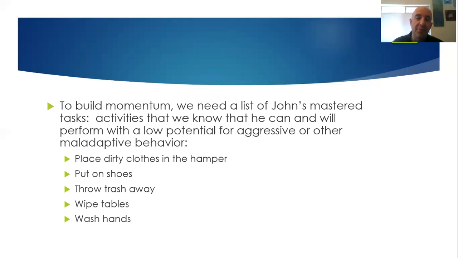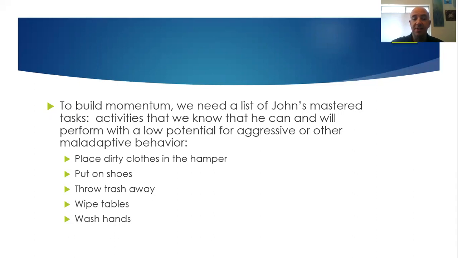And so, as I mentioned before, to build momentum we need a list of John's mastered tasks. What I defined as activities we know he can and will perform with a low potential for aggressive or other maladaptive behavior. So these are things that we know are mastered. And this is going to look different for every student. If we're talking about a younger student or a student with a different skill set, the John that I'm using is maybe a little bit older and has a good amount of skills, but this is an example of things that he'll do without a behavior. He'll do these things pretty well without too much resistance.